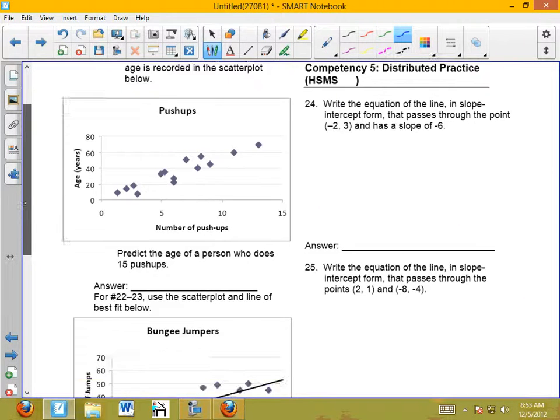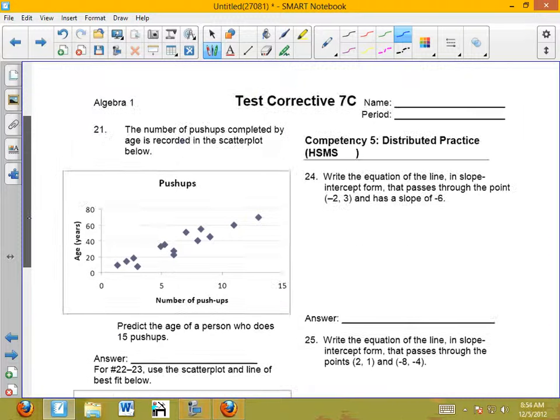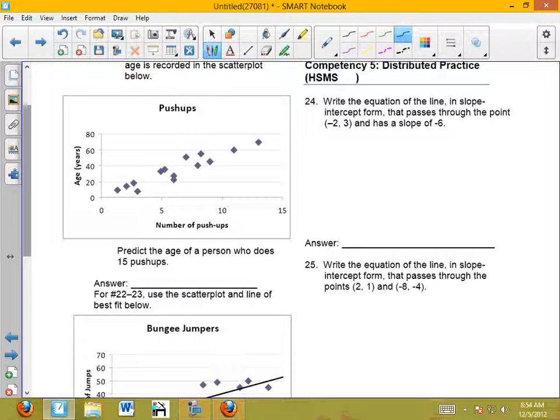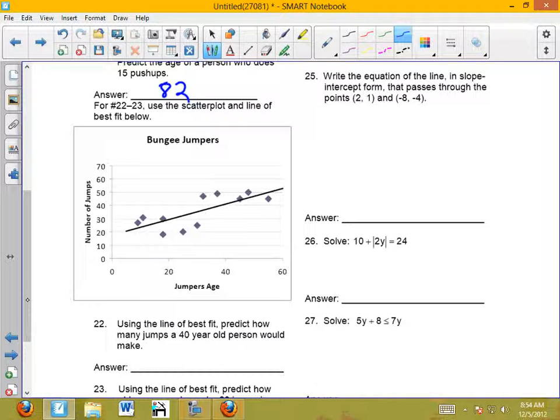Here you have to give me a number because it's just talking about one thing. Number of push-ups for the age. So, what is the age of a person that can do 15 push-ups? I draw in a line of best fit. I don't like that one. I'm going to draw a line of best fit. When I get to 15, I go up as straight as possible and over. What am I looking at? About what? 81, 82, 85, I don't care. As long as it's close, you're good. It's a prediction.